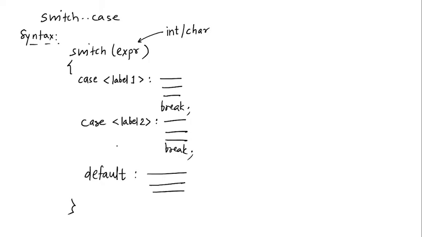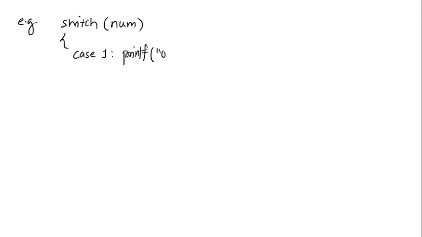Let us look at one example to make it more clear. Suppose I've got switch num. The number represents an integer value given by the user, and assume that it would be anything out of, let's say, 1, 2, 3, and I want to display that in words. Just a simple example. So I would have my labels also as integers. So case 1, I can simply have a printf statement. So printf 1.